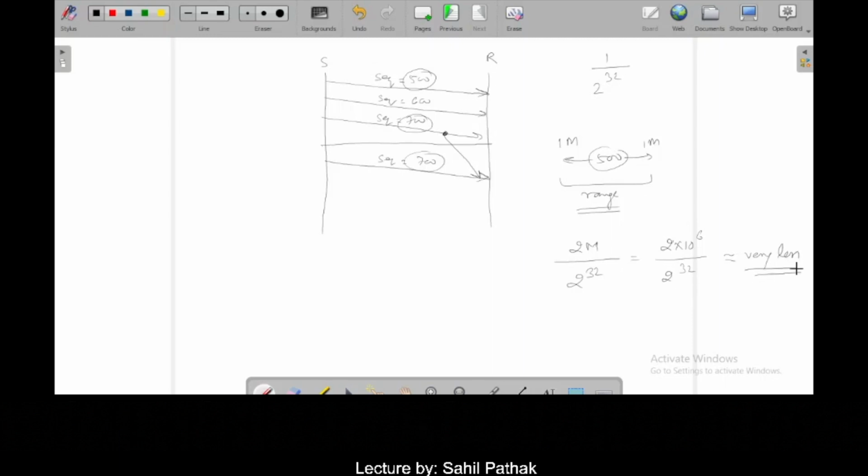Okay, again it is going to be 0.00 and so on. So again, if we try to calculate getting a sequence number within the range of 2 million, we will have a very low probability of having the same sequence number within the range. So we can use the random sequence number one.